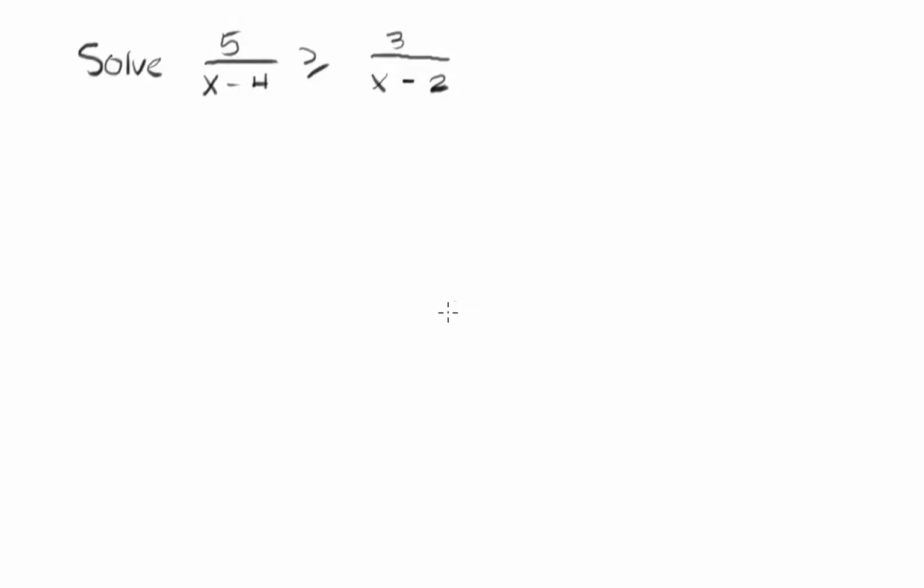Okay, so this is solving nonlinear inequalities. This is probably the most complex that you're going to see in this class. What we have here is a fraction, 5 over x minus 4 is greater than or equal to 3 over x minus 2.